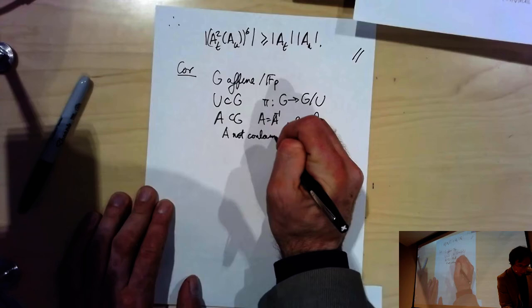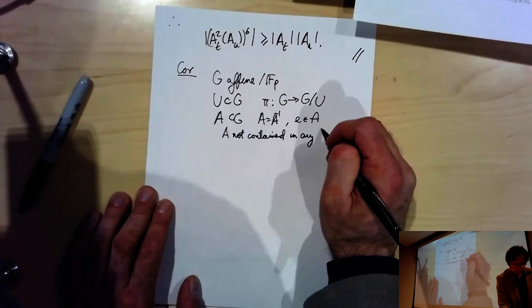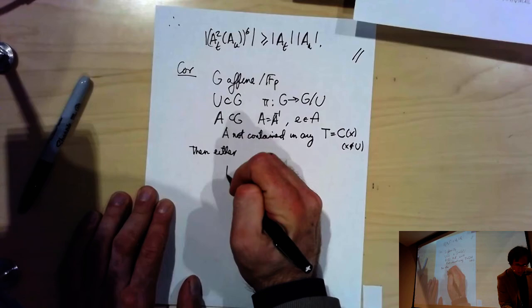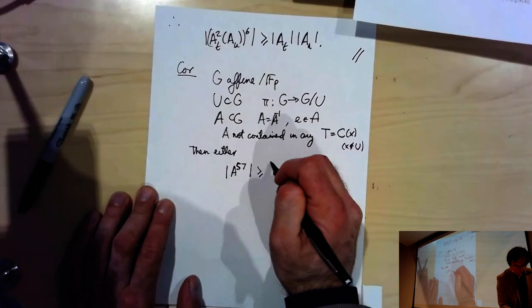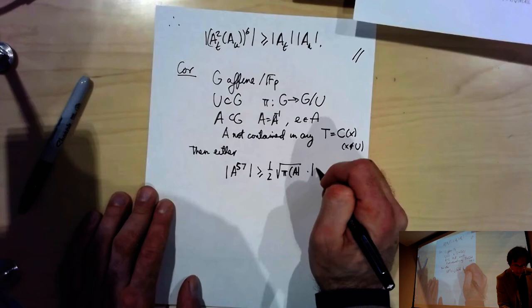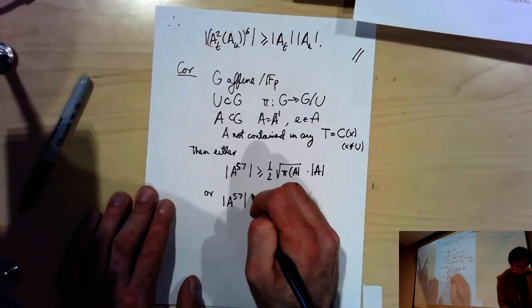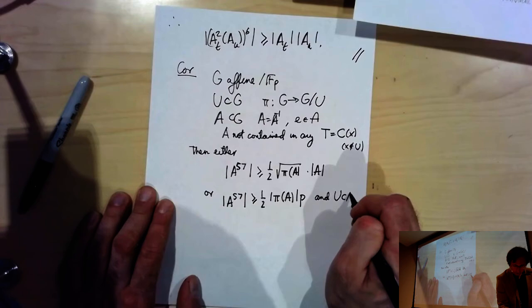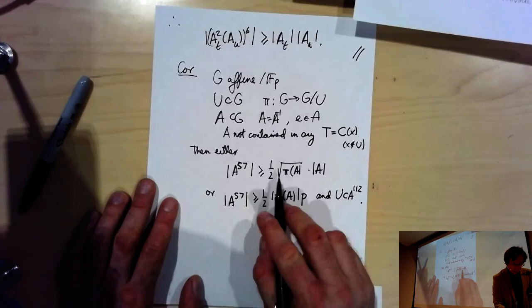Where a maximal torus is a centralizer of an X not in U. Then either A to the 57, just to give a complete figure, but it's actually what you get from the proof, is at least 1, 2, square root of PA times A, or A to the 57 is like this. And in this case, you also have that the unipotent group is containing A to the 112. So just to give you a picture, so what does this mean?